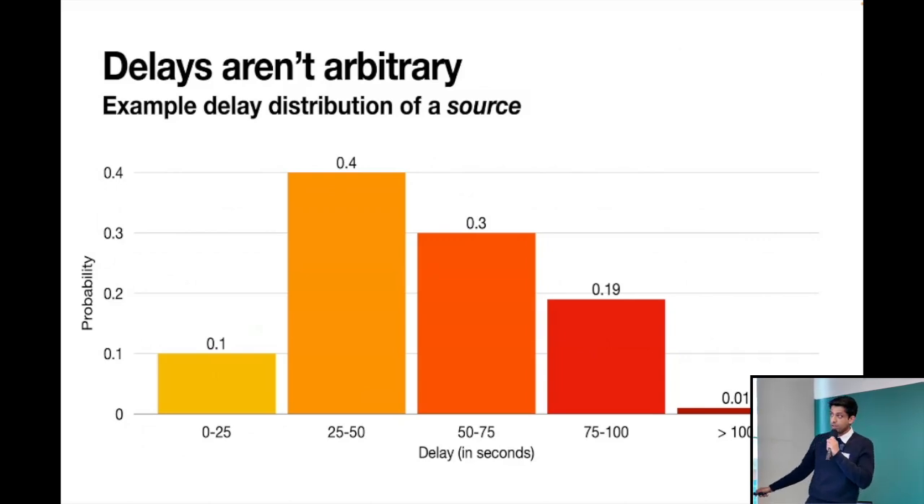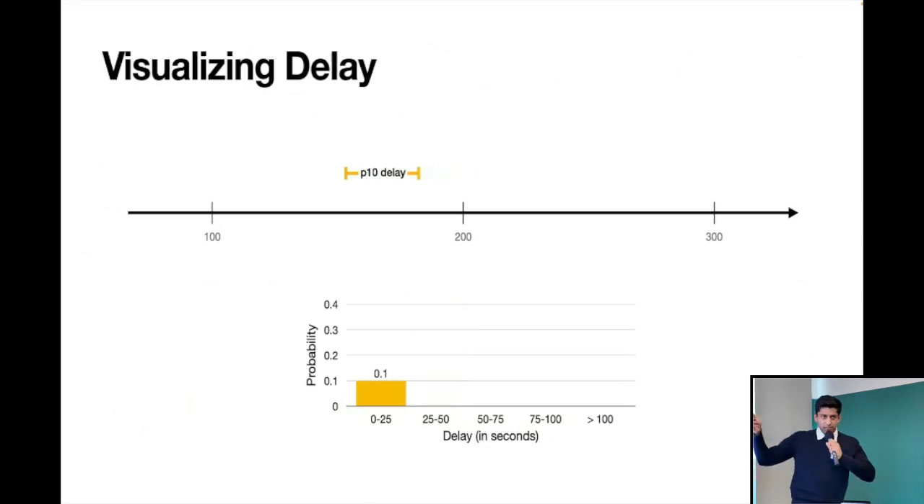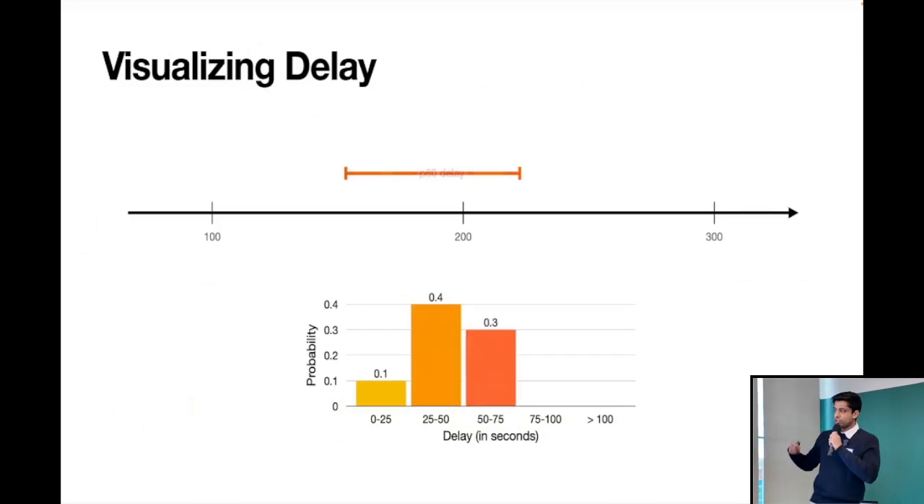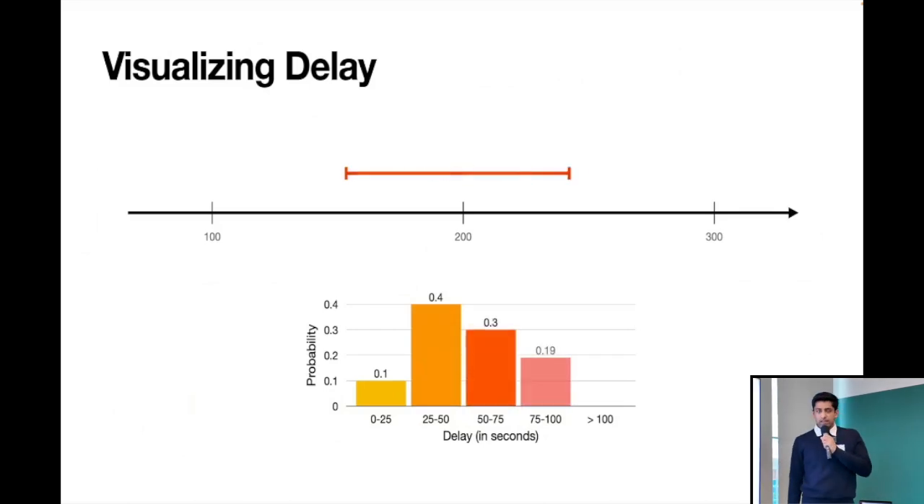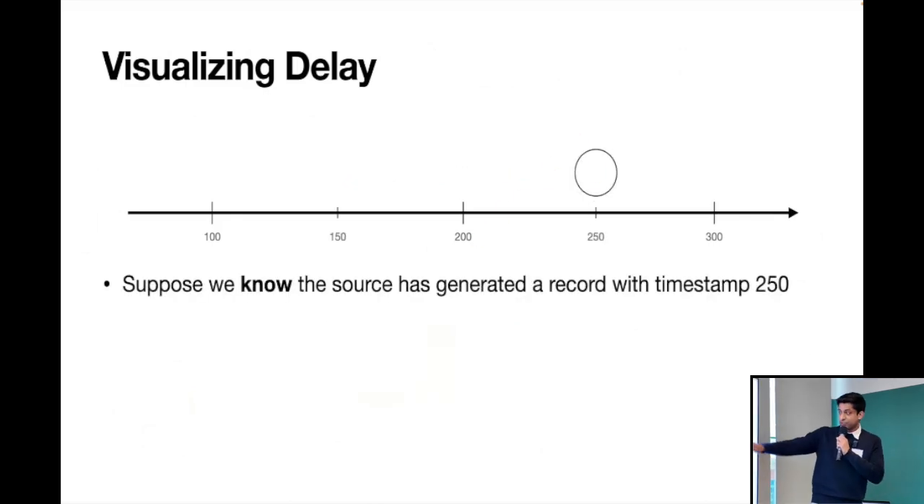OK, let's visualize this. The 10th percentile delay, which went by too quickly, is this much. The 50th percentile gets a little bit larger, until we get to the 99th percentile delay. That was actually not supposed to animate, but that has no semantic meaning.